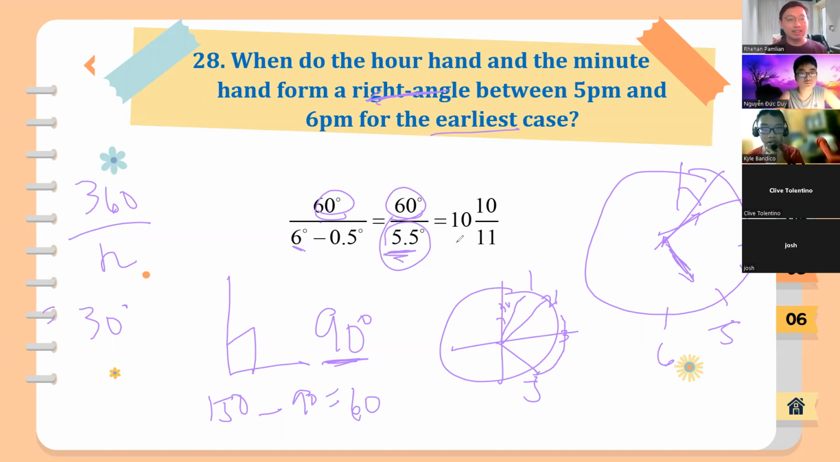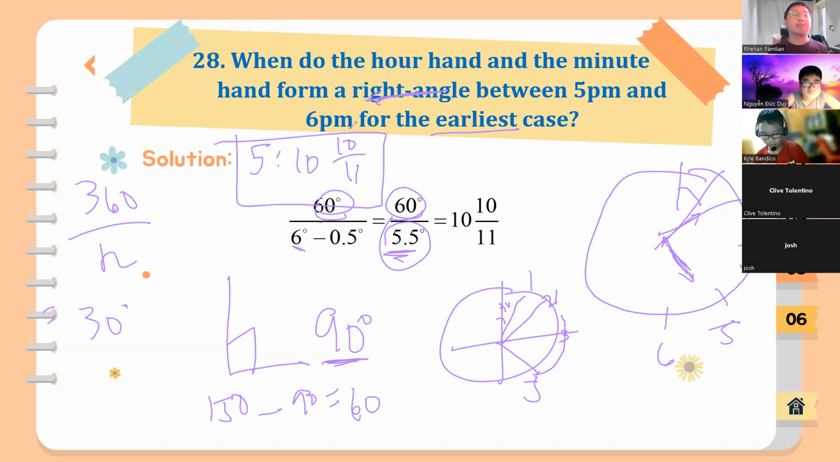Because 60 over 5.5, that's going to be 10 and 10 over 11. So the time would be, when do the hour hand and the minute hand form a right angle? The time would be 5:10 and 10 over 11. So this is the particular time where the hour hand and the minute hand would form a right angle. Did you guys understand?